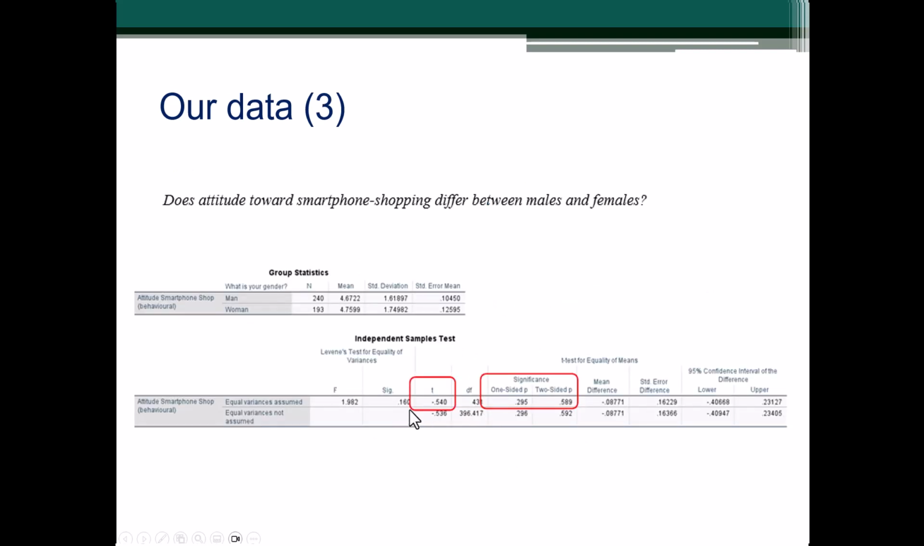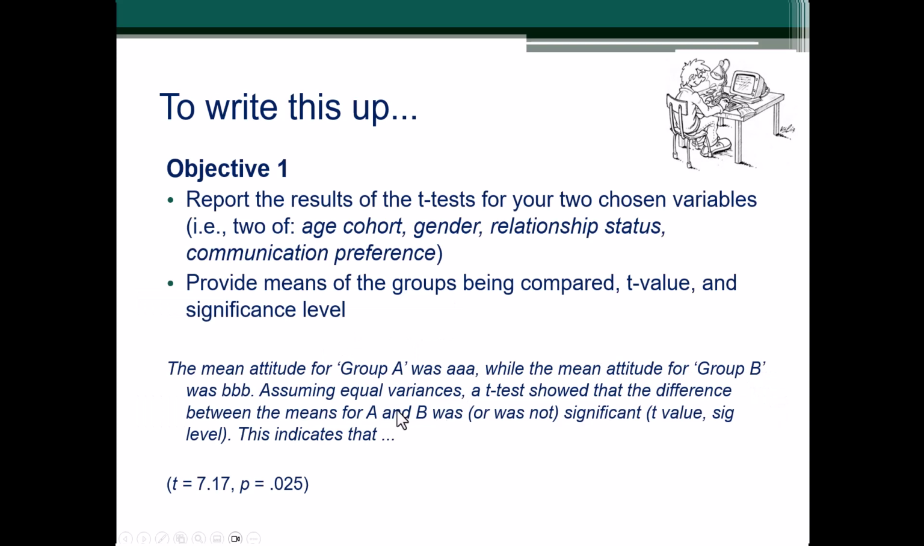SPSS will conduct a test and tell you which to use, and that test is listed here. It's an F test based on Levene's test of equality of variances. For our purposes, we won't worry too much about that. We will simply use that top row of data, and hence this assuming equal variances part of the sentence there. All right, so that's basically what you need to do to write up the t-tests for your two chosen variables in order to address objective 1.